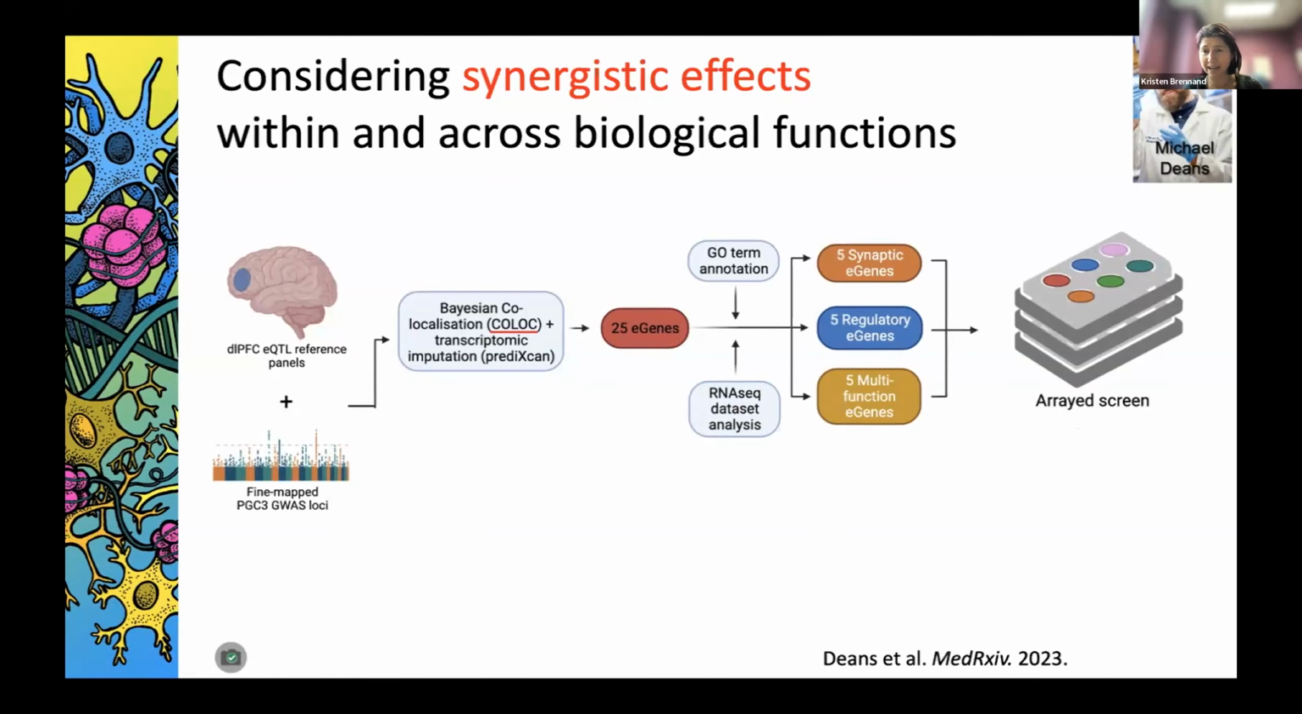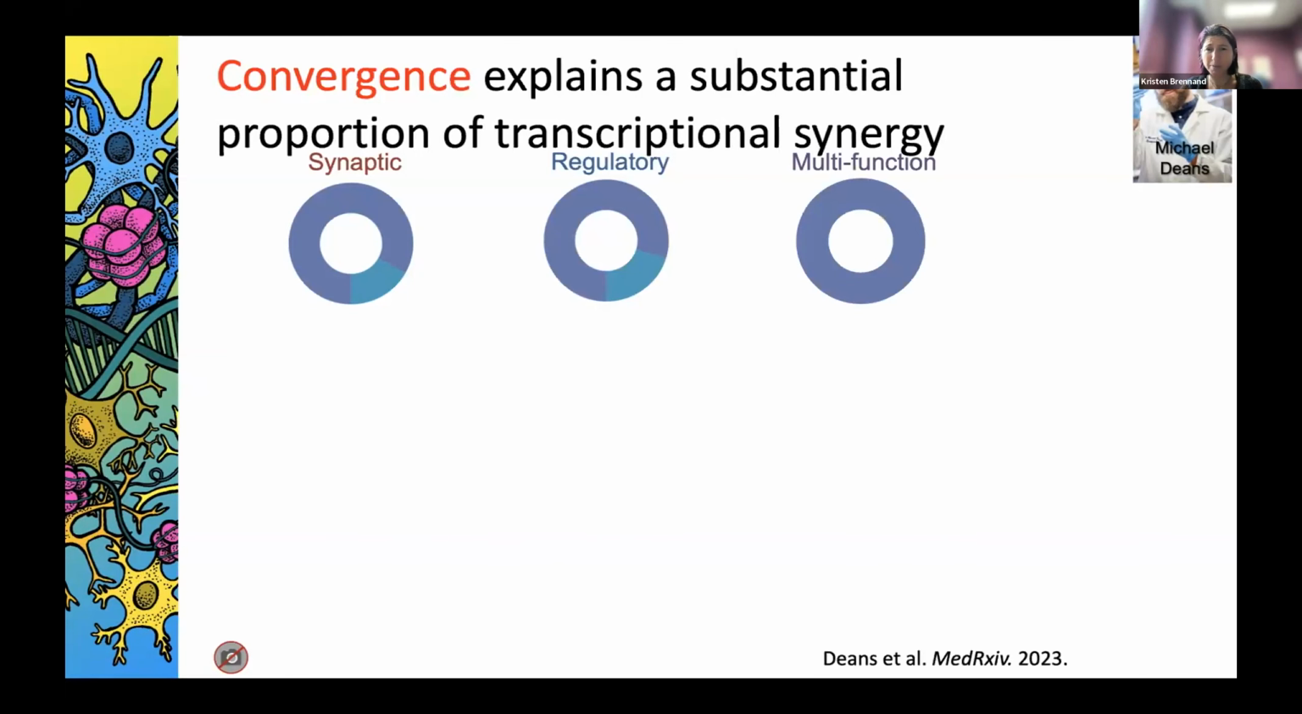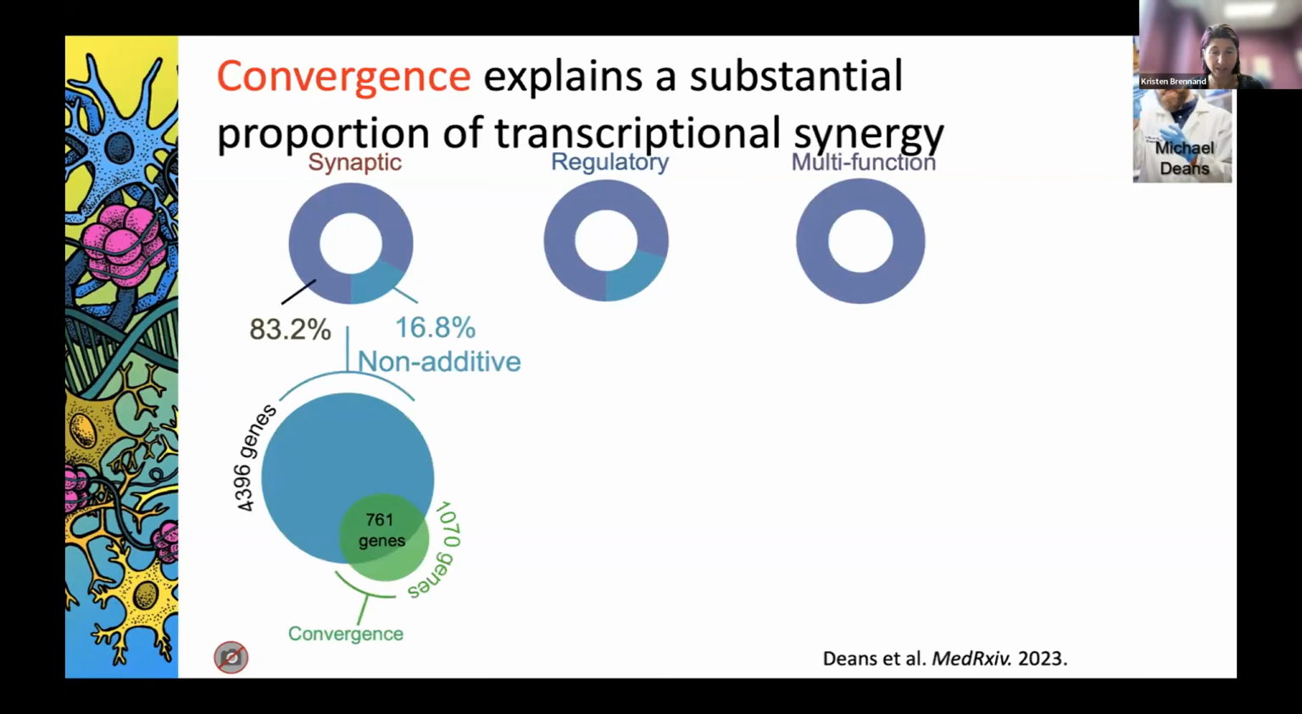And then he repeated the design, manipulating these genes alone and in combination and asking how well the additive model predicted the combinatorial effects. Now with that synaptic set, we actually exactly reproduced the previous results. About 20% of genes behave non-additively. Likewise, in the regulatory group, we have about 20% of genes not being predicted by the expected additive model, but the multifunction group was completely additive. So all genes in combination, in general, change as expected by the single gene perturbations.